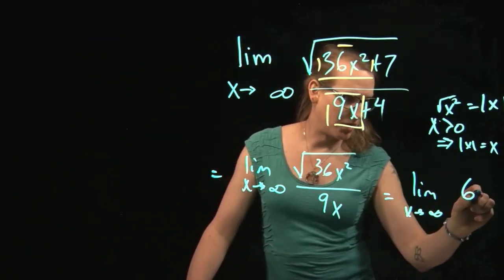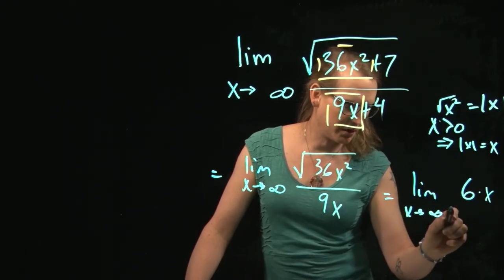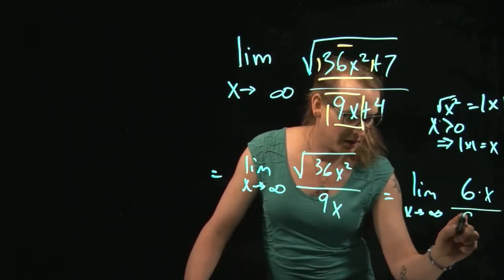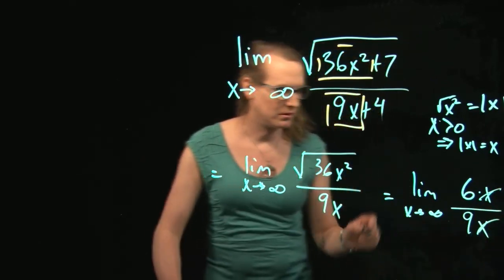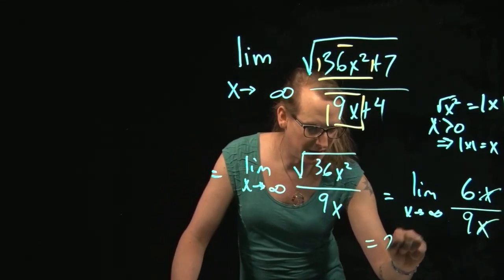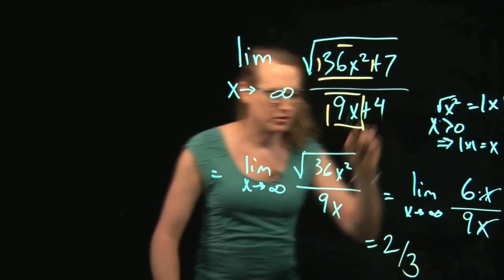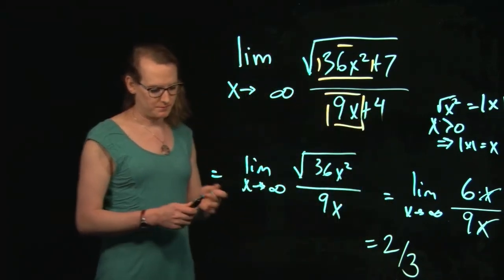Okay, so I'm just going to write times x right there, divided by 9x. My x's cancel, and I'm left over with the value 2/3. 2/3.